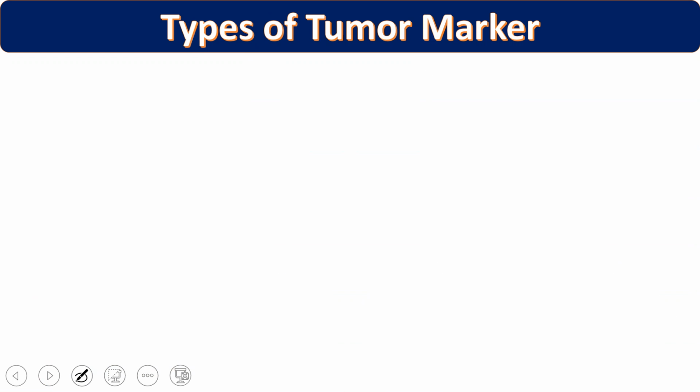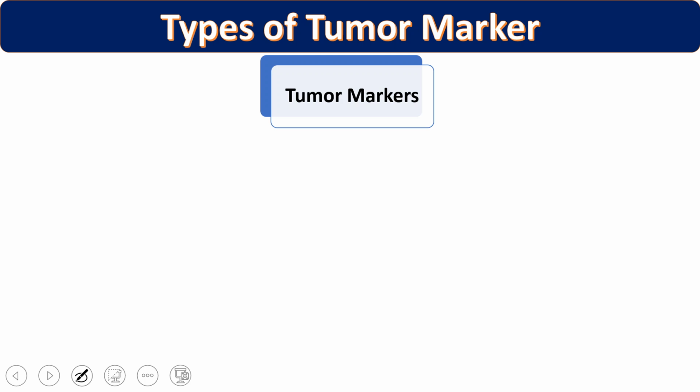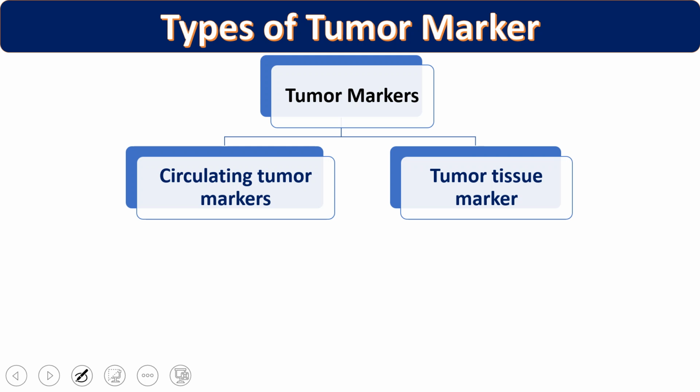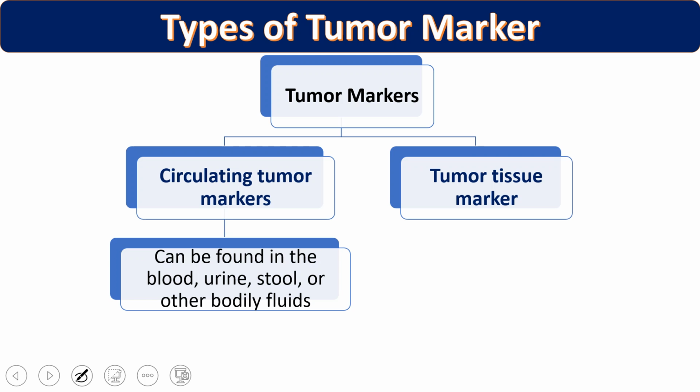Another type of classification for tumor markers is circulating tumor markers or tumor tissue markers. Circulating tumor markers can be found in different body fluids and samples. They can be present in blood, urine, stool, and other body fluids like CSF, gastric juice, peritoneal fluids, and pleural fluids. So they will be present in different body fluids.